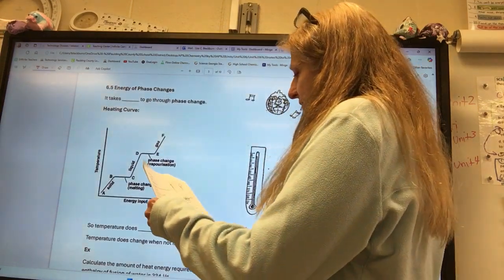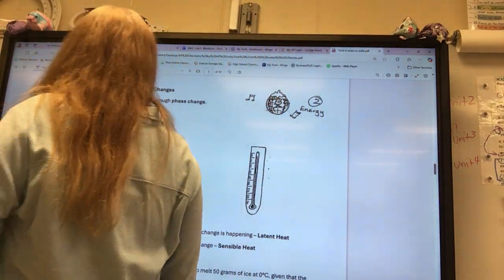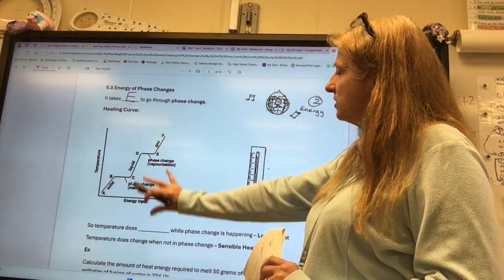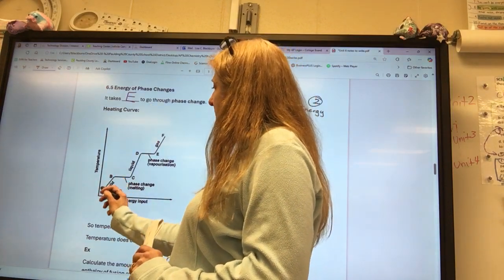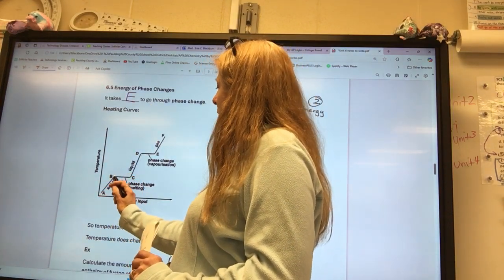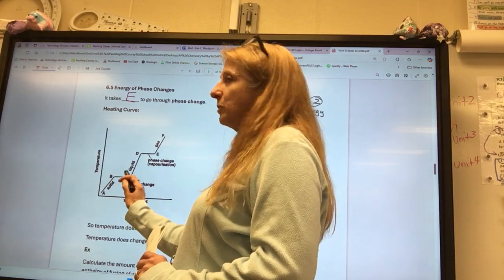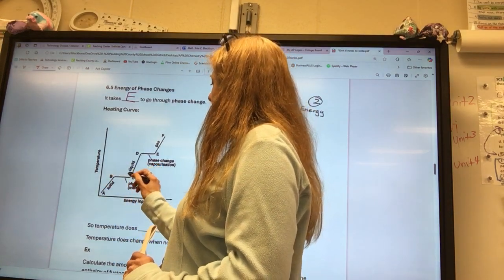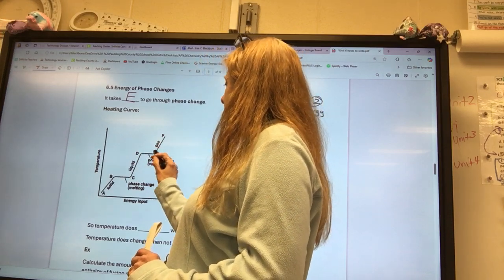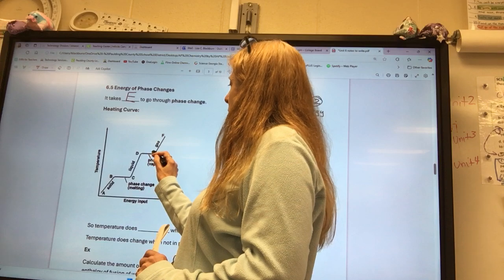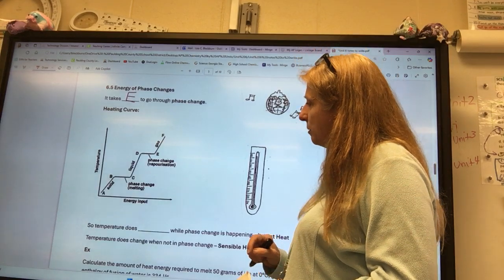6.5, energy of phase change. Hopefully you remember this from honors. It takes energy to go through a phase change, to melt or to boil. This is a heating curve: heat, energy, and temperature. We'll pretend it's water. While it's ice and you heat it up, its temperature goes up. But once it starts melting, all the energy goes into melting the ice and its temperature doesn't change. Once all the ice is melted, the liquid's temperature goes up until it gets to vaporization, to boiling. Then the boiling water stays the same until all the water is gone, and then it becomes a gas, and the temperature can go up.